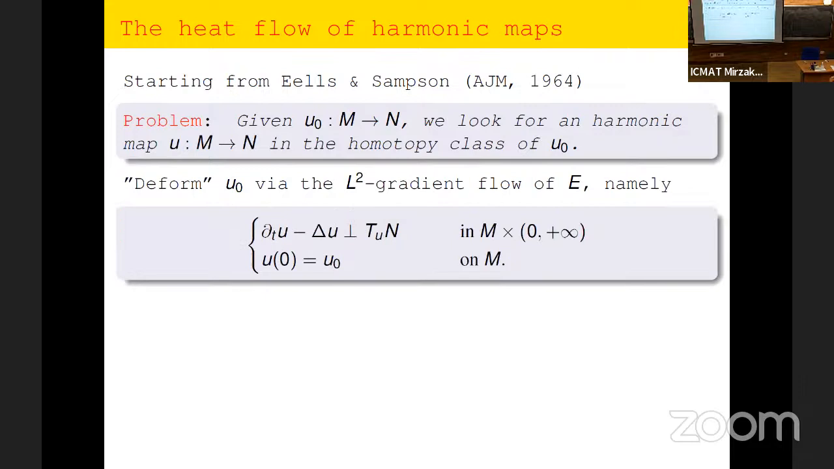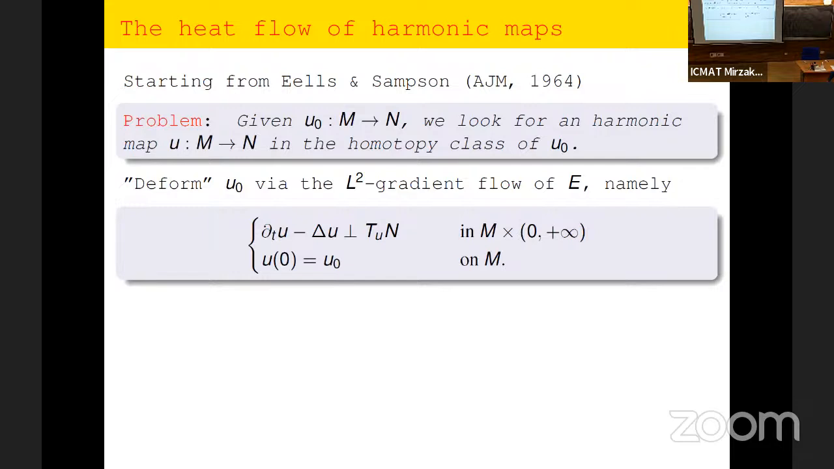a nice idea is to deform through a heat flow, and then to introduce, say, the gradient flow of the energy that we saw before. The gradient flow means the L2 gradient flow, and so you end up with the study of this parabolic equation now. Okay, you prescribe the initial condition and you let your flow start. Okay, what are the results?